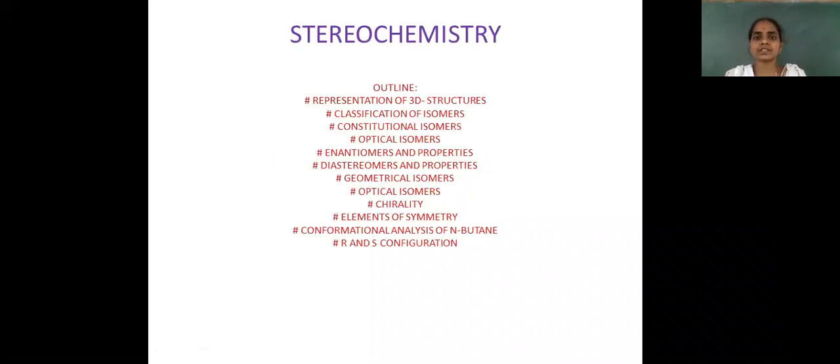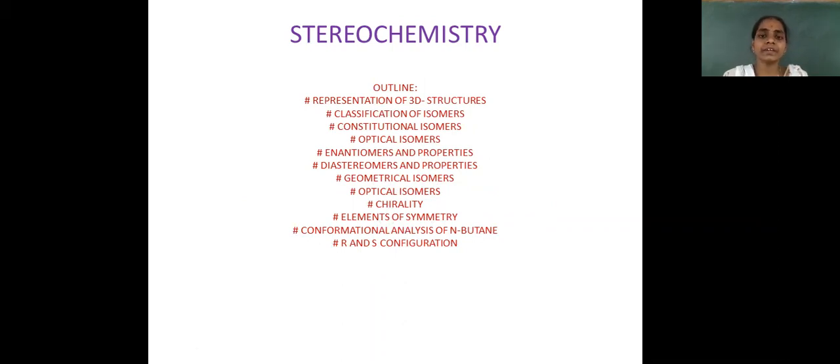Some of the topics we need to discuss in stereochemistry are the representation of a 3D structure, classification of isomers, constitutional isomers, optical isomers, enantiomers and properties, diastereomers and their properties, geometrical isomers, optical isomers, chirality, elements of symmetry, conformation analysis of n-butane, and last is the configuration. That is the R and S configuration. So we can give an R and S configuration to a given compound or a given isomer.